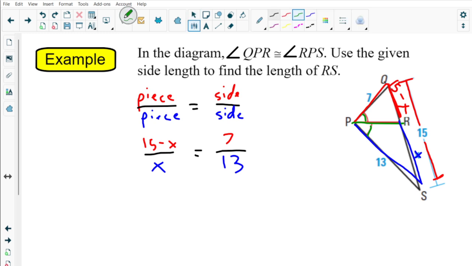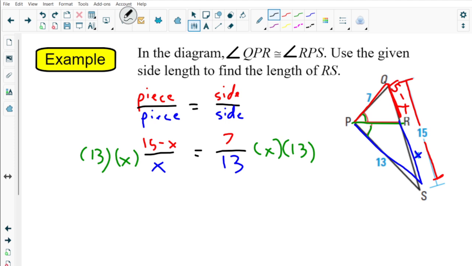Let's solve it. On the left side, think about what you're dividing by so that you can see what you need to multiply by. So over on the left, we're dividing by x, so we're going to multiply by x to undo that. Over on the right side, we're dividing by 13, so we're going to multiply by 13 on both sides to get rid of that dividing.